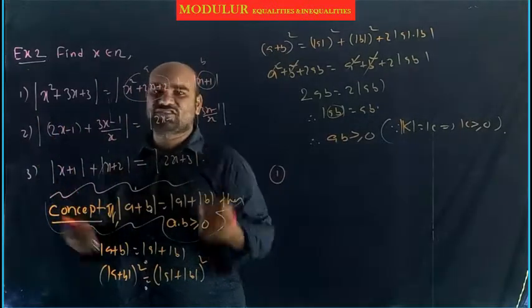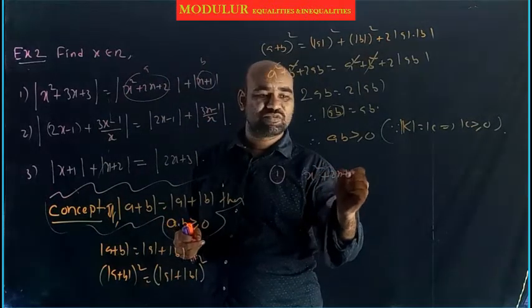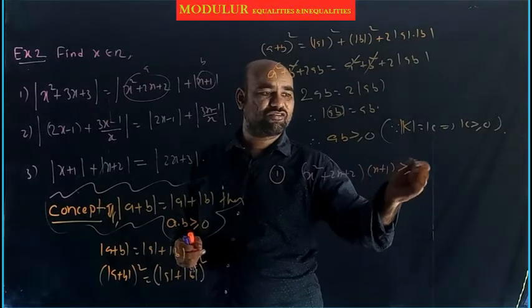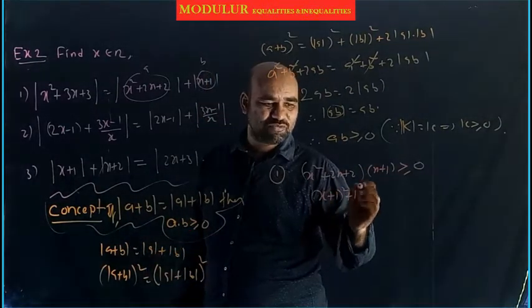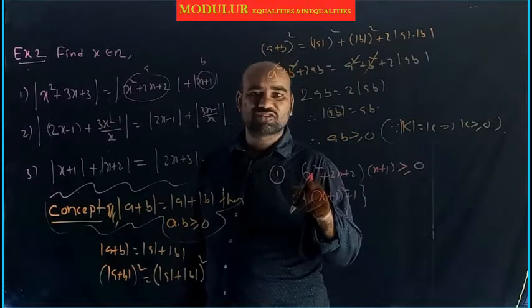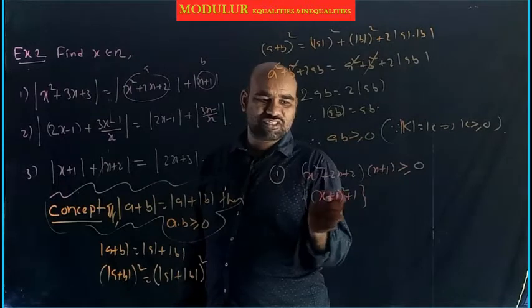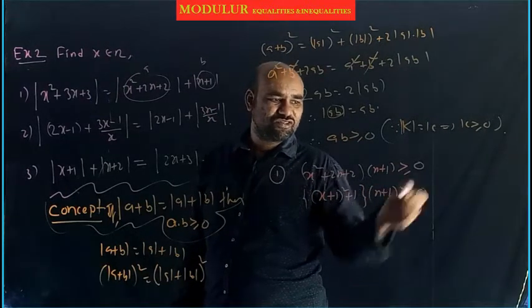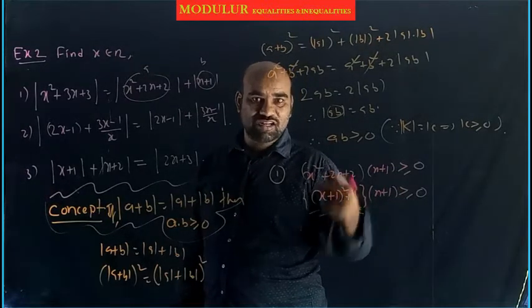Observe here, x square plus 2x plus x is 3x, 2 plus 1 directly. So directly I can say that x square plus 2x plus 2 into x plus 1 is greater than or equal to 0. This is nothing but x plus 1 whole square plus 1. Interesting expression: x square plus 2x plus 1 plus 1. X square plus 2x plus 1 means x plus 1 whole square, plus 1, into x plus 1 greater than or equal to 0. This value is minimum 1, so the total value is greater than or equal to 1.